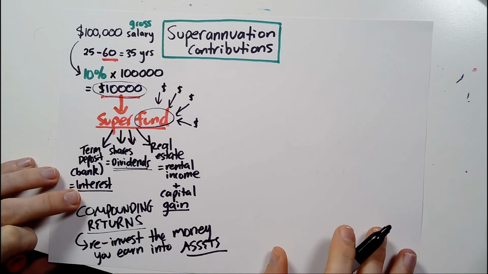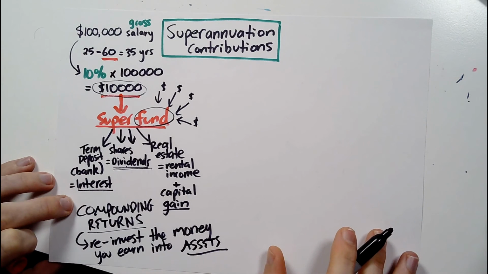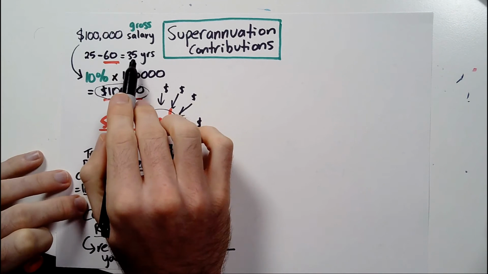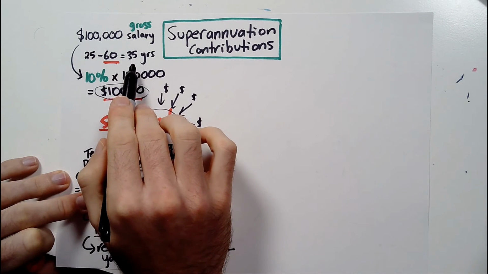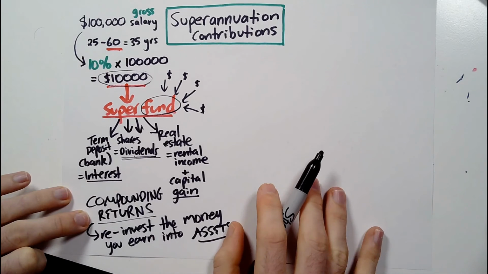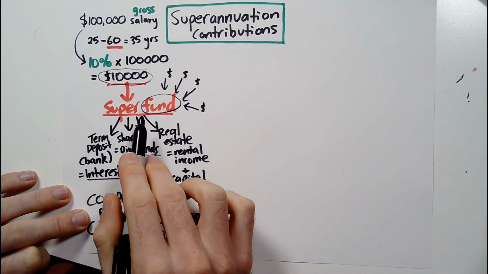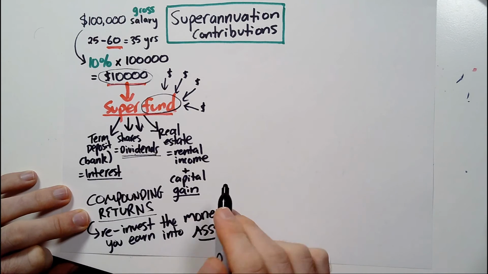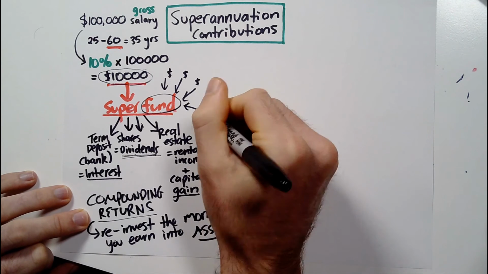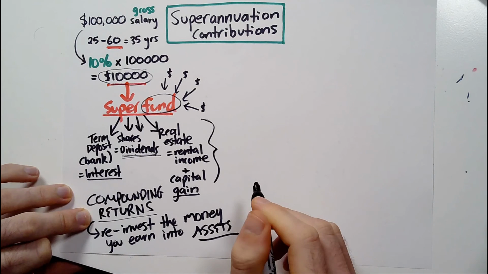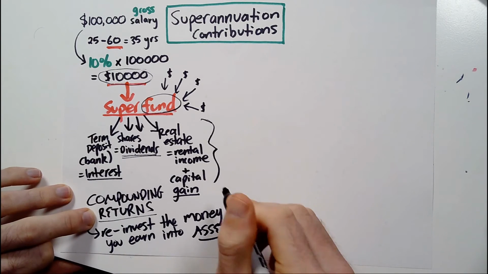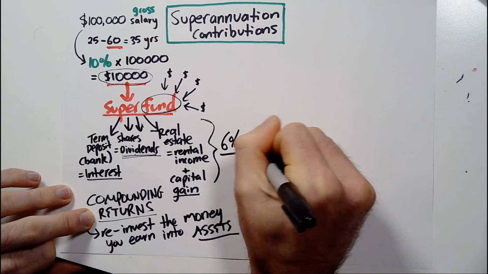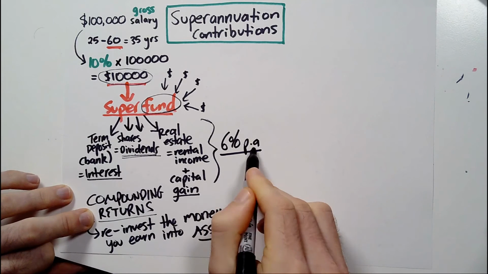So let's have a look at an example of how you would actually find the value of your superannuation fund after 35 years in this example. So we're going to make one more assumption here before we do that, and that is that when the money goes into the super fund, and when the super fund makes all of these investments, we are going to assume, and this is based on real life data that I've looked up, that you are going to make about 6% per year.